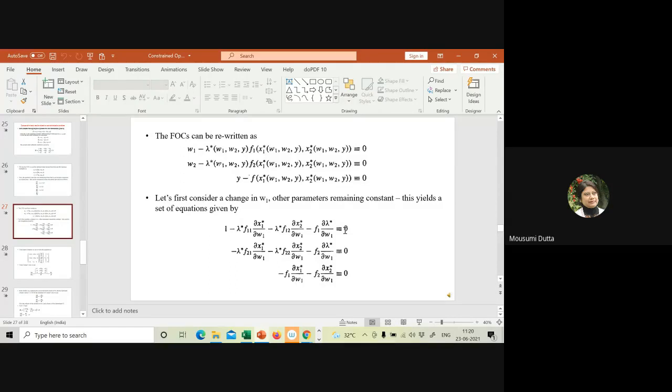So look at the first equation and check whether you are understanding this, because if you understand the first one, you will understand the rest. If anyone has any question regarding the equation, regarding how we are rewriting the first order condition, please ask me.